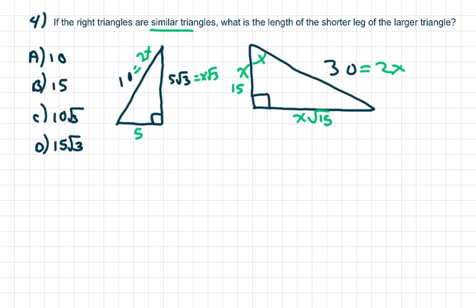So basically what you're going to do is 2x is 30, so all we need to know here is this is 15. This side would be 15 square root of 3. So the answer is 15, which is B. Okay. So anytime you see the square root, try to see if it works with the special right triangle formulas.